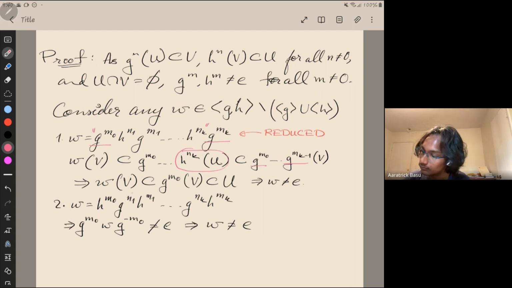So by induction, or you can also see it as just repeating it as many times as you can, you end up with W of V is contained inside G to the M0 of V, but that again by assumption has to be inside U. So then W also pushes V inside U if it starts and ends with G. But again, that means that it's non-trivial, right?